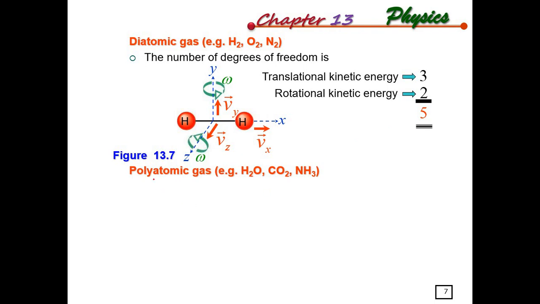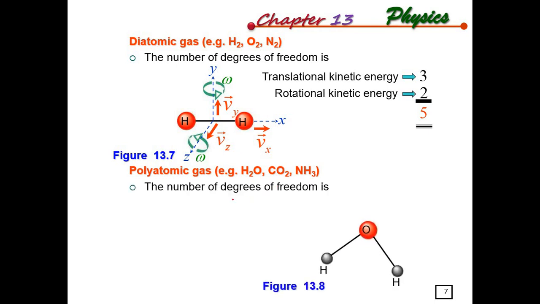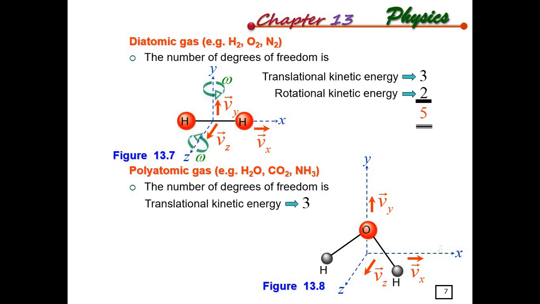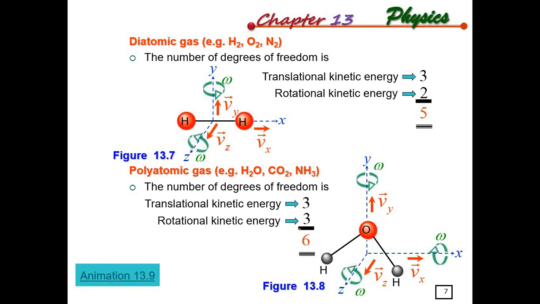For the polyatomic gas, for example H2O, CO2, and NH3, the number of degrees of freedom is given by, look at figure 13.8. It has 3 translational kinetic energy, and then it also has 3 rotational kinetic energy. So here we get the degrees of freedom as 6.